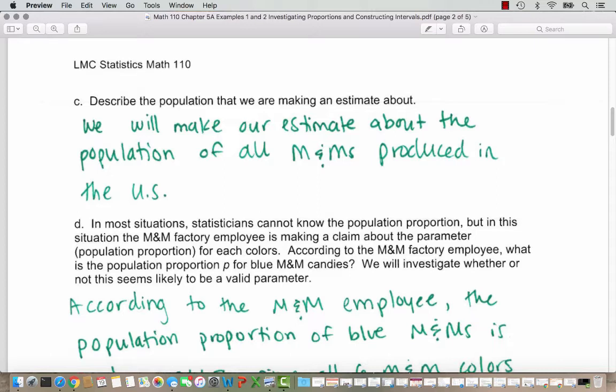In most situations, statisticians cannot know the population proportion, but in this situation, the M&M factory employee is making a claim about the parameter, what we call the population proportion, for each color. So according to the M&M factory employee, what is the population proportion P for blue M&M candies? We will investigate whether or not this seems likely to be a valid parameter. And when we say parameter, we mean the number that describes the whole population. Since we're talking about categorical data, the parameter is a proportion of, in this case, blue M&M candies.